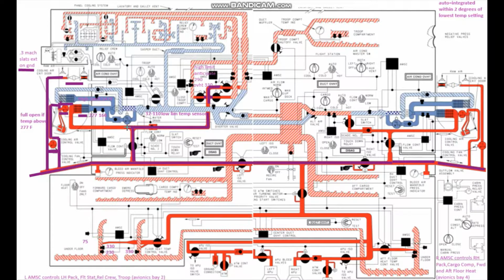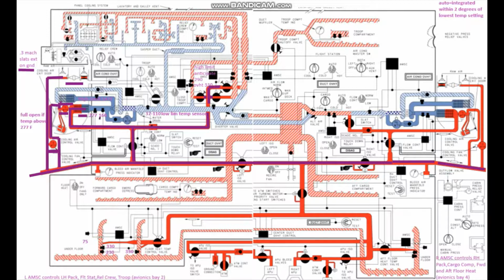And the other tap off will make its way over here and go to our first stage of cooling, our primary heat exchanger. In this first stage, we have two sensors, but one of them's an overheat thermostat and the other one is a temp sensor.